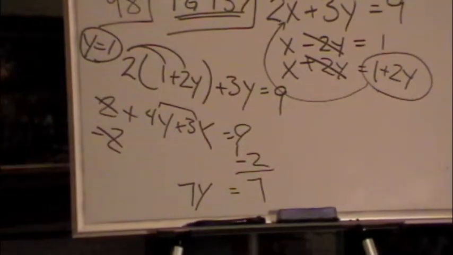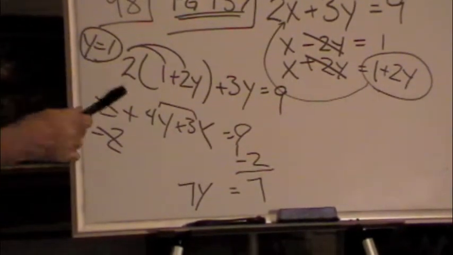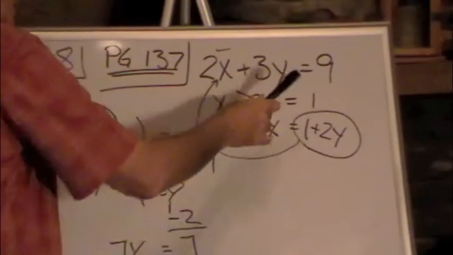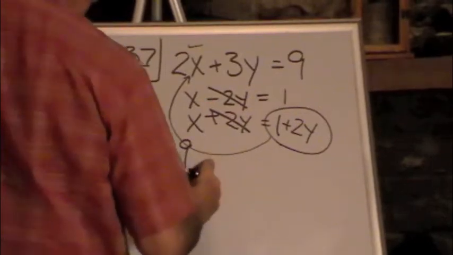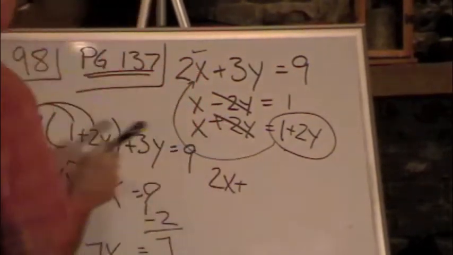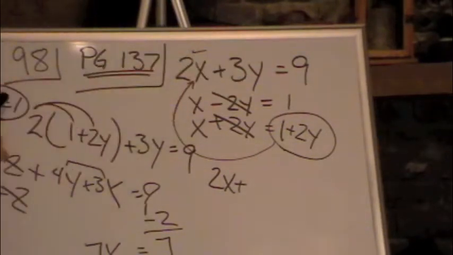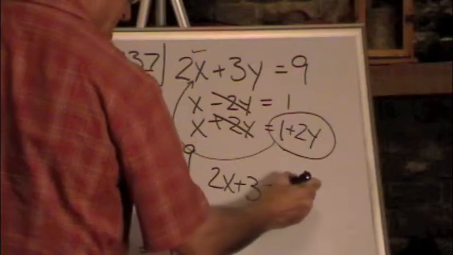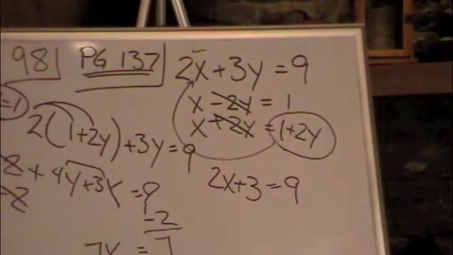Now, what do we do with this? We can go a couple of ways. Let's put it back in here. Y is 1. What's that? We have 2x plus 3y equals 9. You got that?